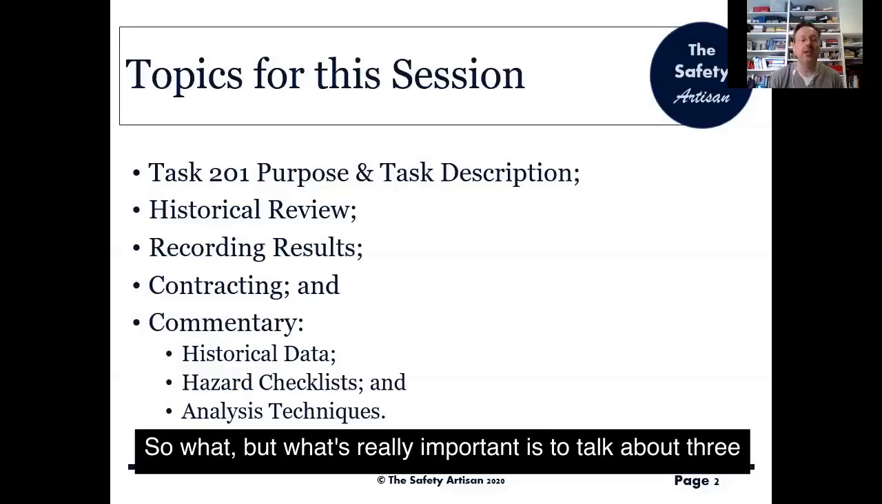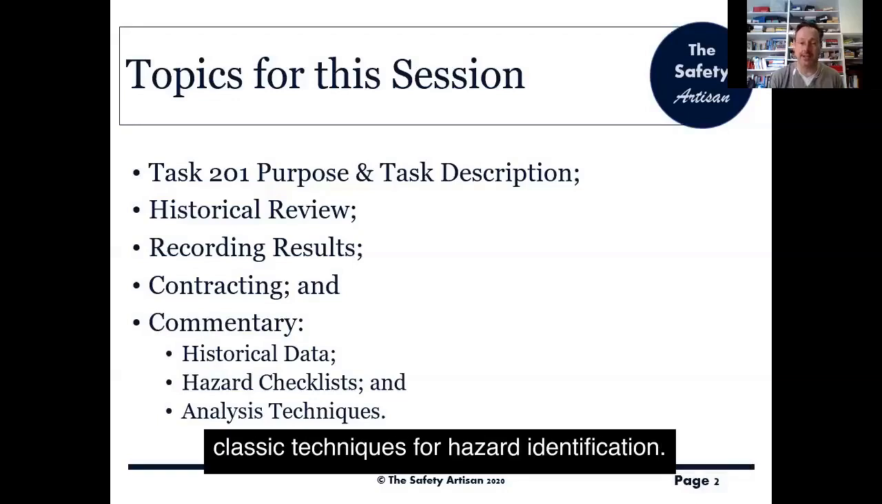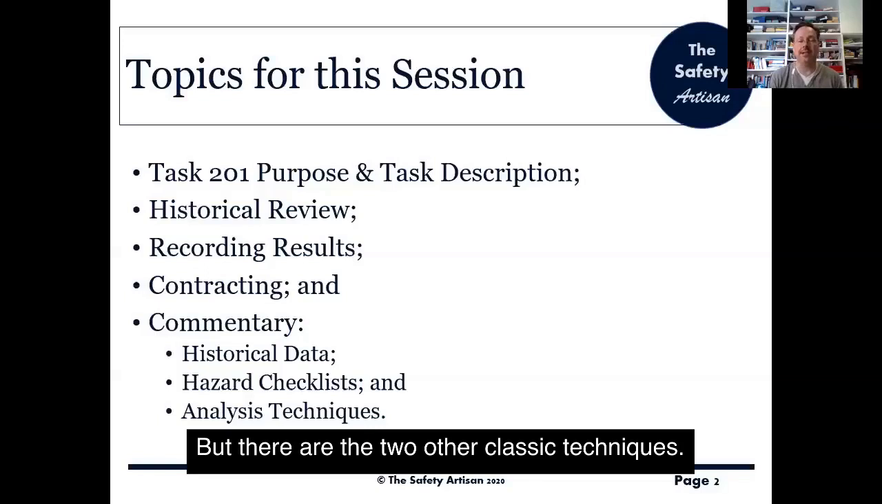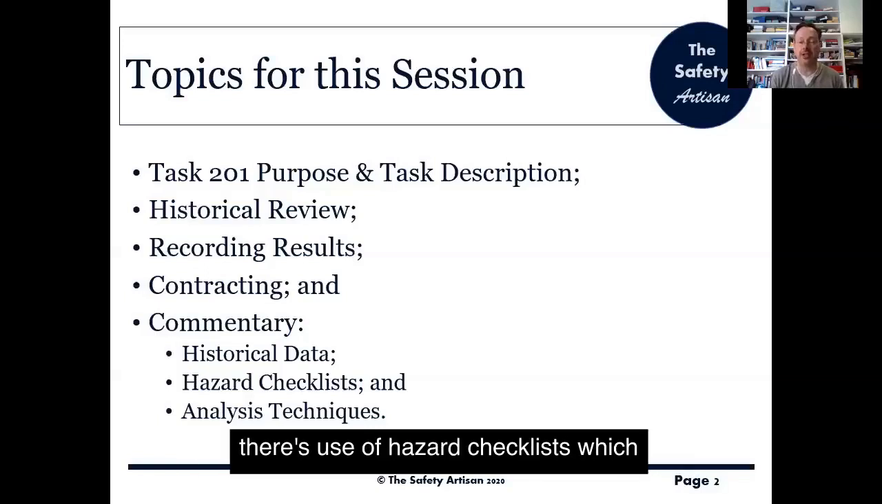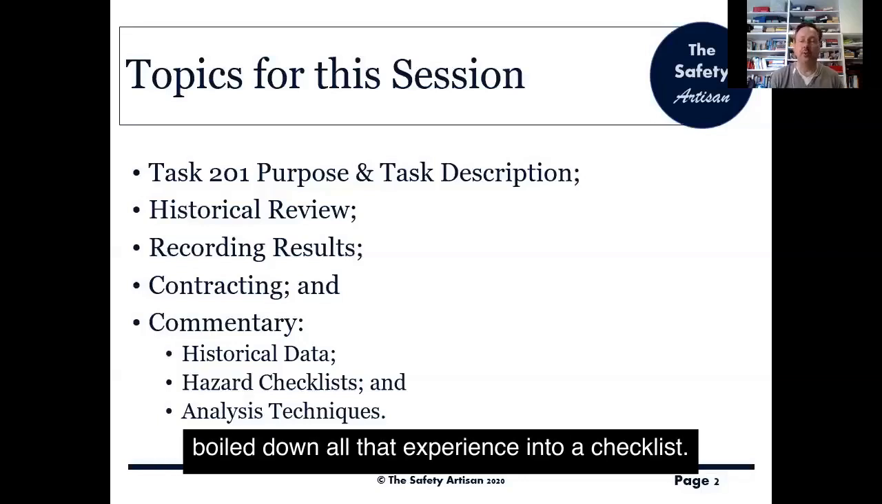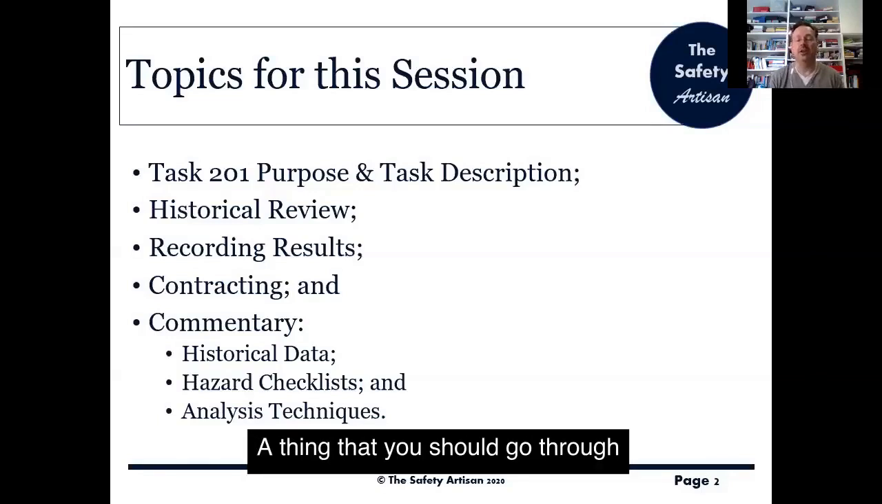But what's really important is to talk about three classic techniques for hazard identification, one of which is using historical data, which is important. But there are the two other classic techniques. There's use of hazard checklists, which are kind of like historical data, but somebody has done the hard work for you and has boiled down all that experience into a checklist, a thing that you should go through to prompt you to look at stuff.